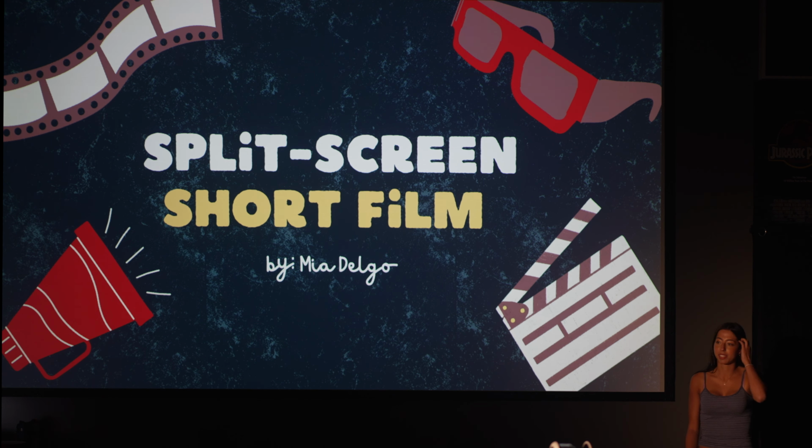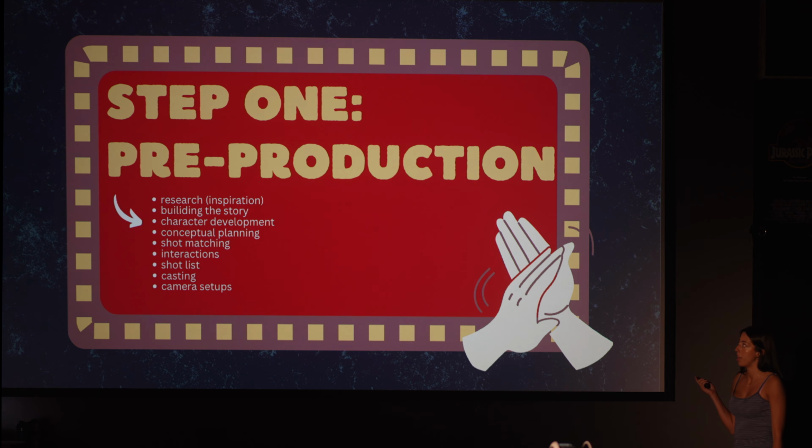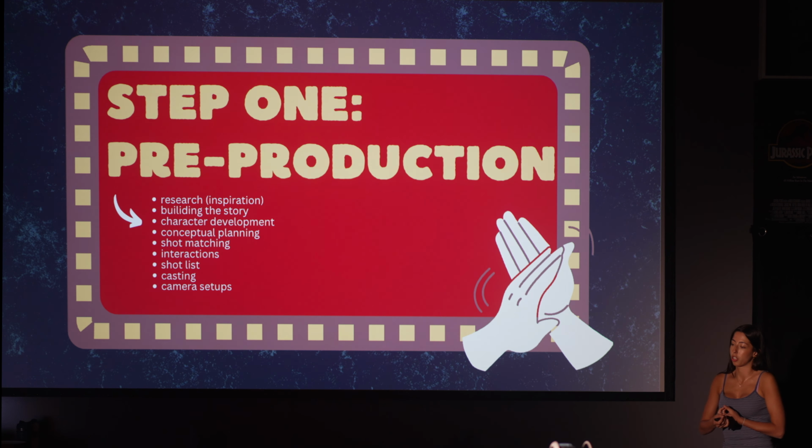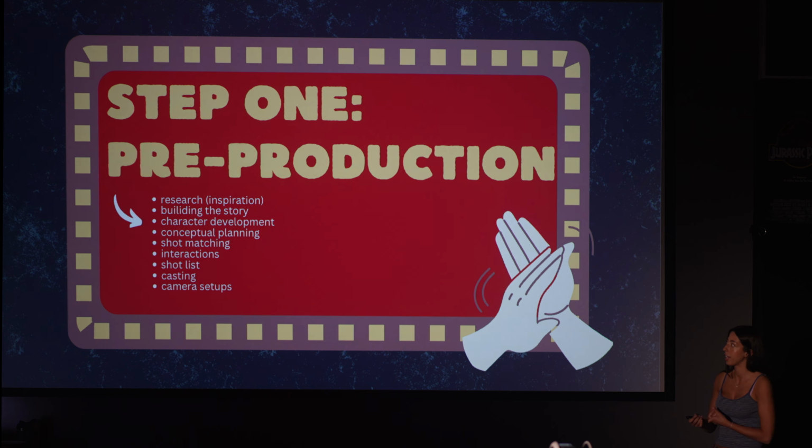Hi, I'm Mia. I'm a second-year senior in film, and for my Zenith, I decided to do a split-screen short film. So for step one, it's pre-production. This basically was all of my research on what split-screen short films are like, building my story, my characters, the types of shots I wanted to do, casting, and all of that.